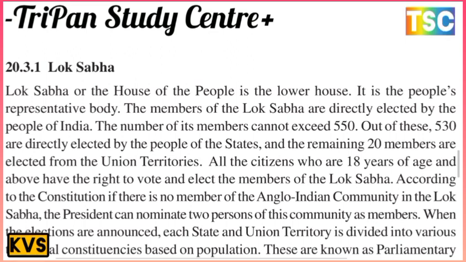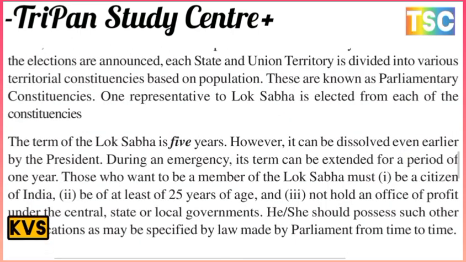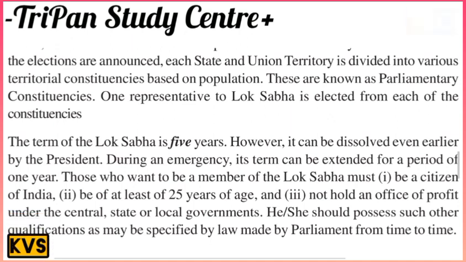When the elections are announced, each state and territory is divided into various territorial constituencies based on population, and these are known as parliamentary constituencies. One representative of the Lok Sabha is elected from each constituency. The term of the Lok Sabha is 5 years.